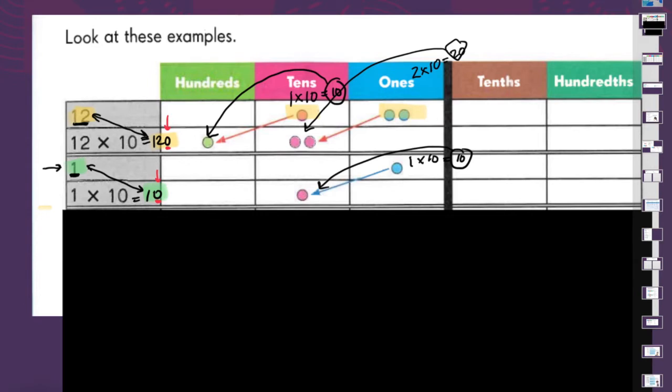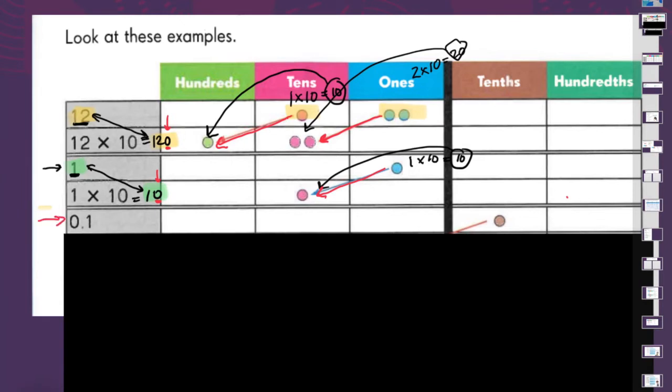You may have also noticed the pattern that the 1 ten became 100, and the 2 ones became 2 tens. You may have noticed that the 12 became 120. You kind of notice the value of each digit becoming 10 times as great.